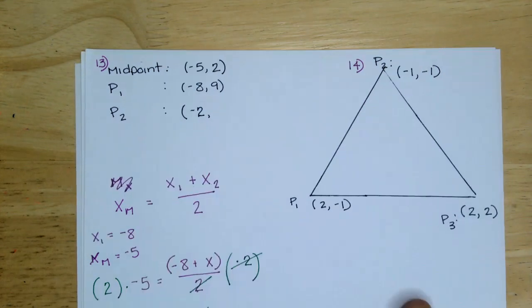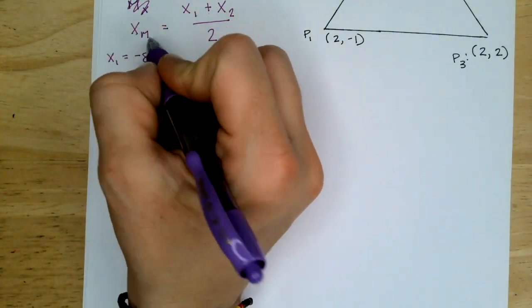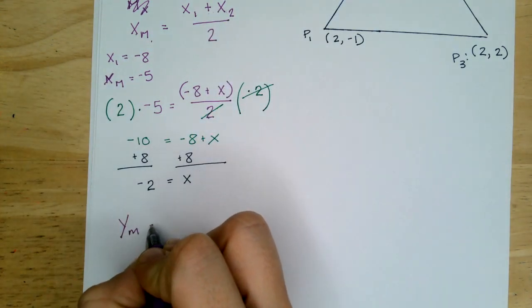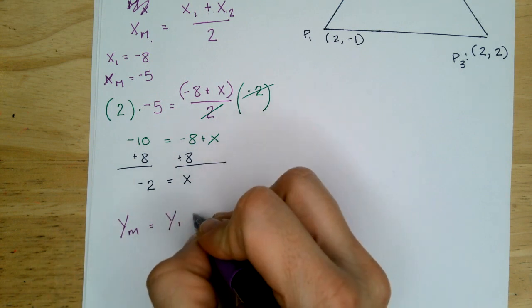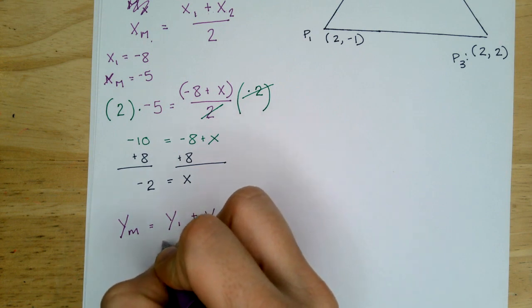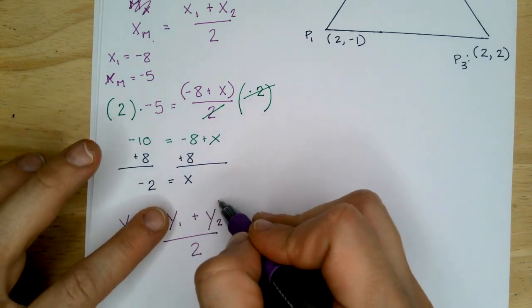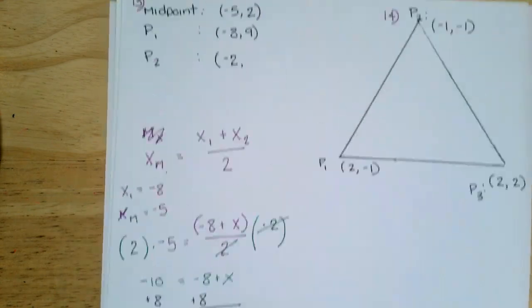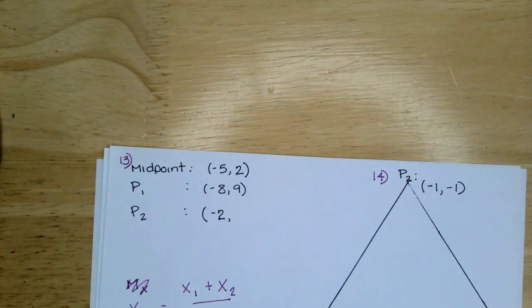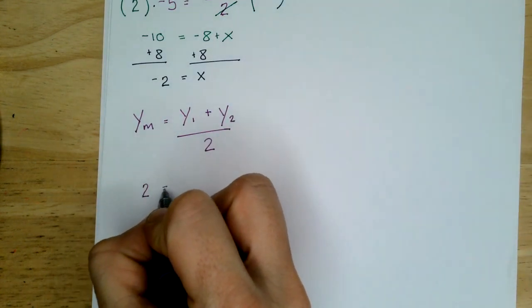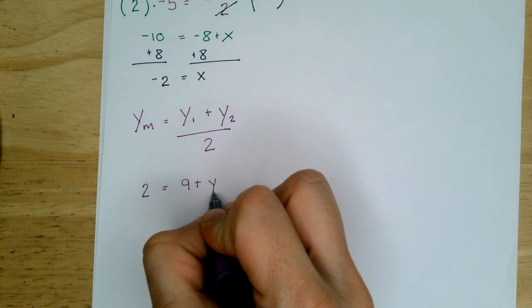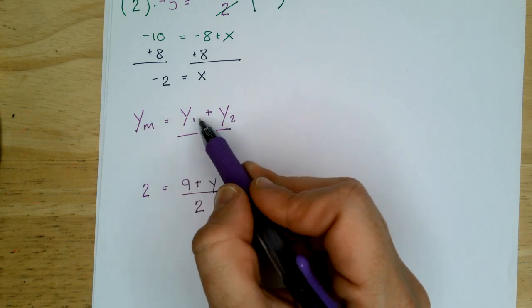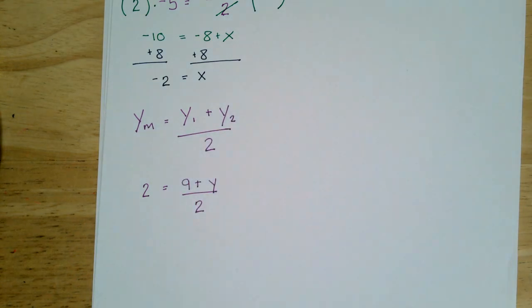Now I need to find my y value, right? Just like we did, the x of my midpoint is equal to x1 plus x2 divided by 2. I'm going to say the y value of my midpoint is equal to the y value of my first point added to the y value of my second point and then divided by 2. So you can see how the grouping symbols are created: I add them, then I divide by 2. We know that the y value of my midpoint is 2, and the y value of my first point is 9. So I'm going to say 2 is equal to 9 plus y divided by 2. Again, I dropped the subscript because I just have a y that I'm solving for.